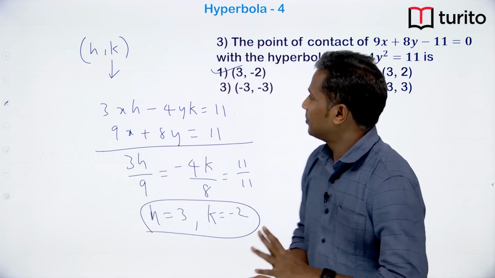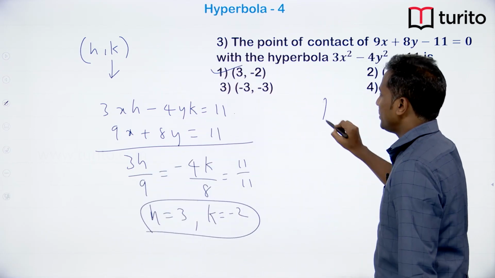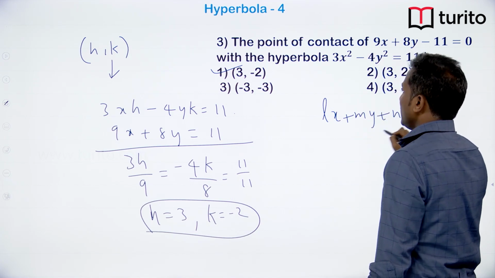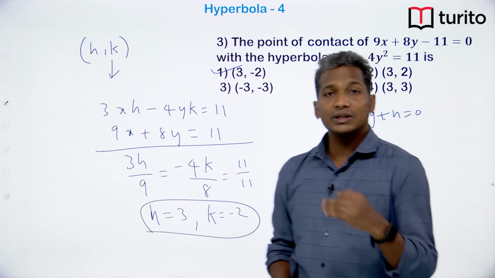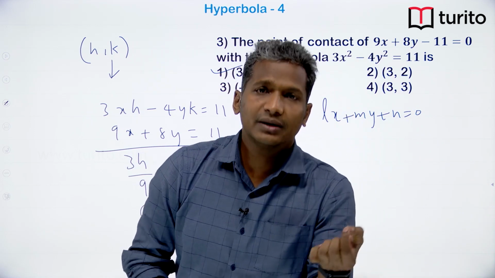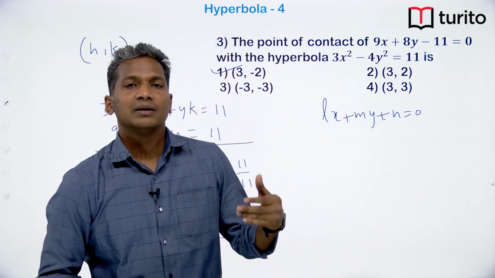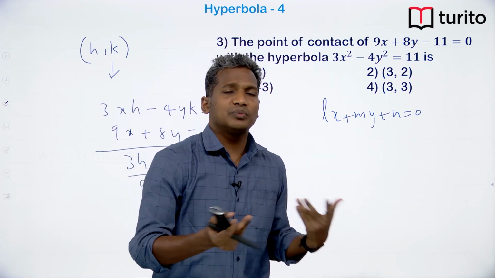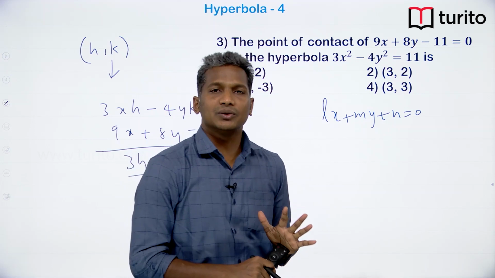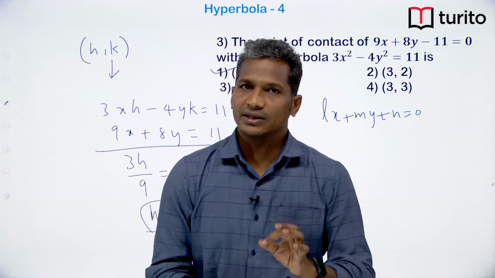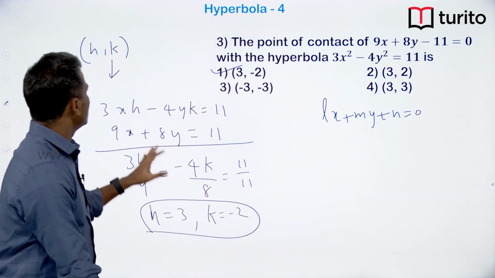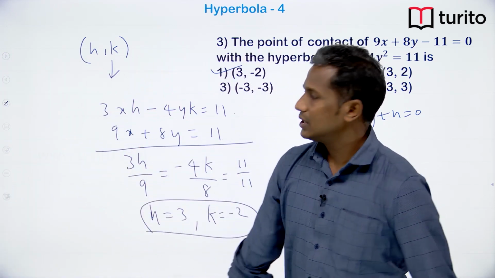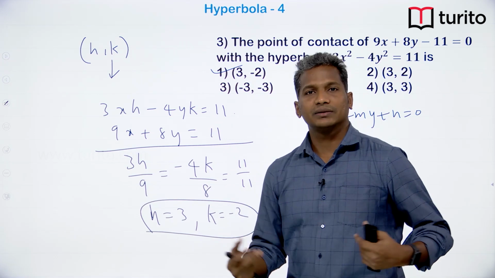So here if you remember, if you compare this with the idea Lx plus my plus n equal to 0, if it is tangent to the hyperbola, what is the point, minus a square L by n, minus b square m by n. Those formulae you don't need to remember, those are unnecessary time-wasting ideas. The best idea is to take the point as h comma k and compare it with the equations. This way you can get it even faster.